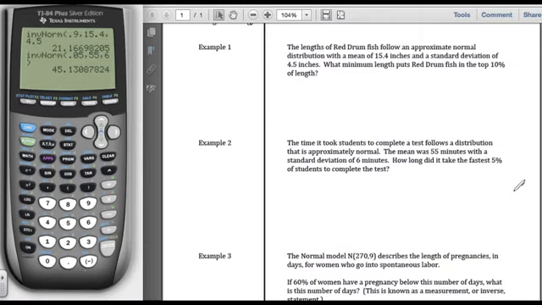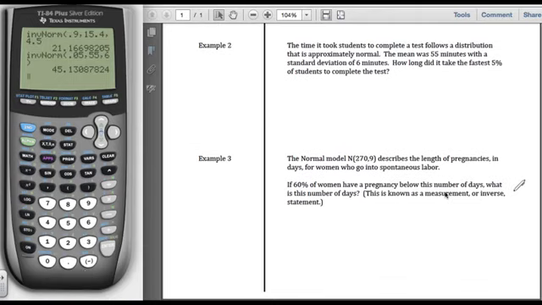We'll do one final example to reinforce this inverse norm. The normal model N(270, 9) describes the length of pregnancies in days for women who go into spontaneous labor. So the average number of days is 270, the standard deviation is 9. If 60% of women have a pregnancy below this number of days, what is this number of days? I'm saying this is known as a measurement or an inverse statement that we're trying to find.